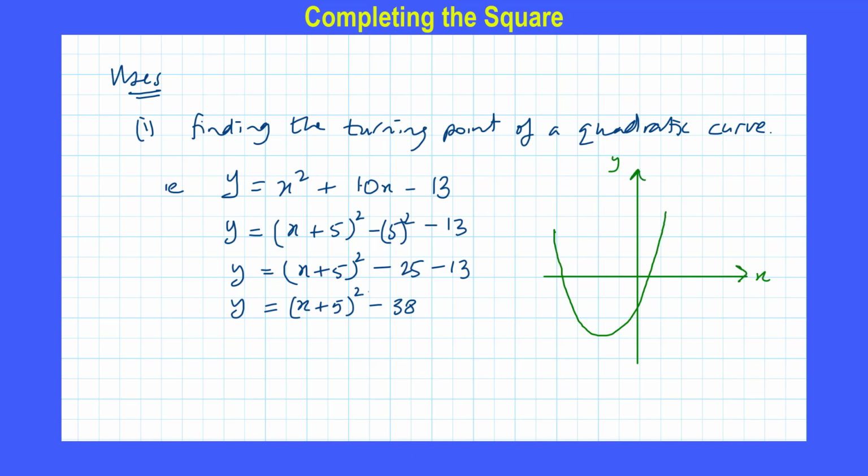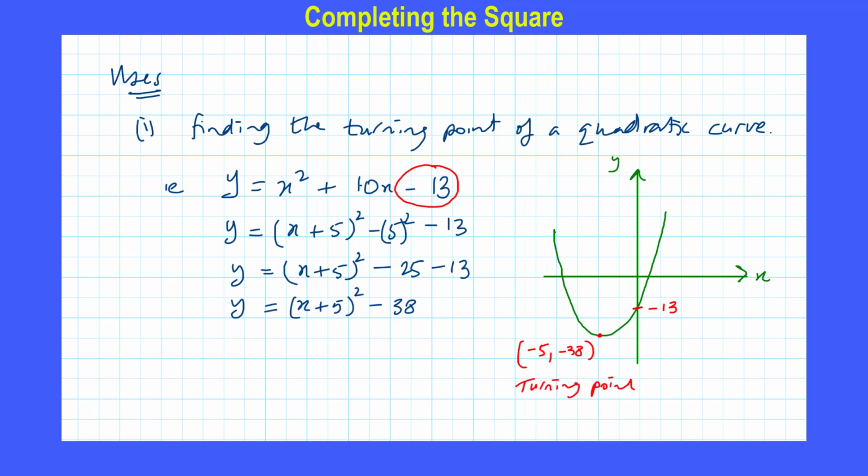I know it goes through negative 13, and I know that from the initial equation. It's the constant term it goes through on the y-axis. So the bit I'm interested in is this at the bottom here, and I know this is going to be the point (negative 5, negative 38). That's called my turning point, the bottom of the U.